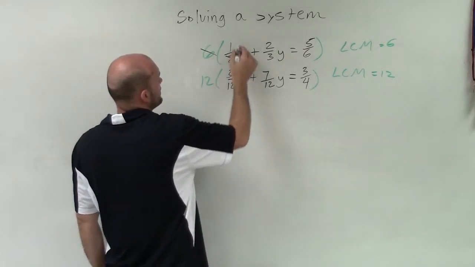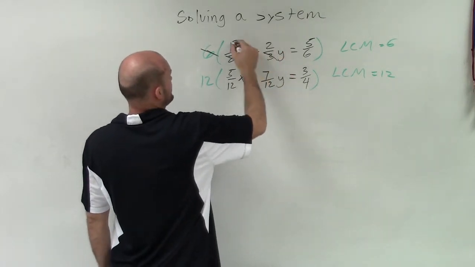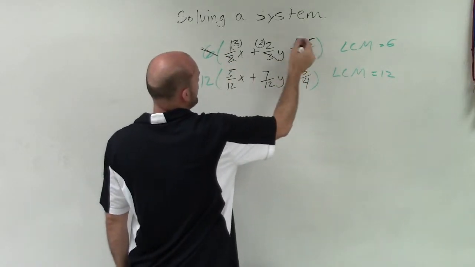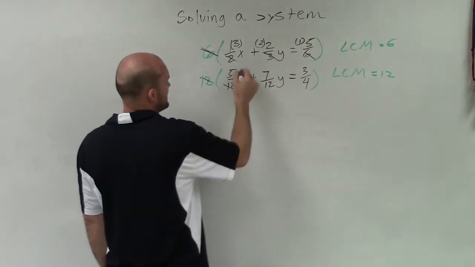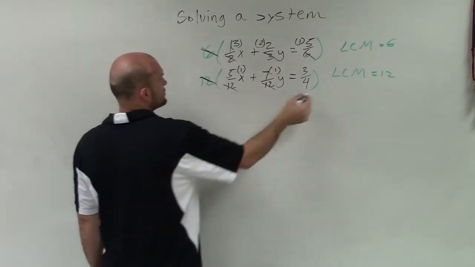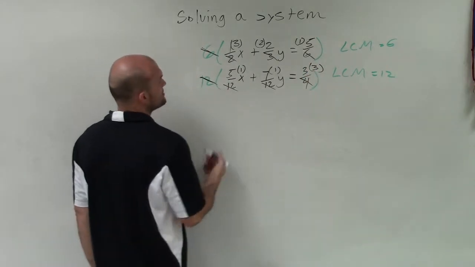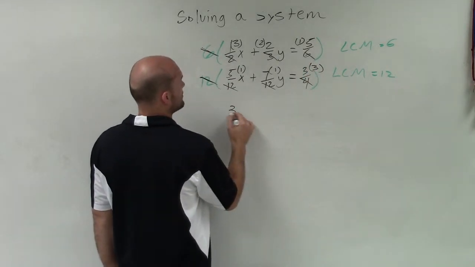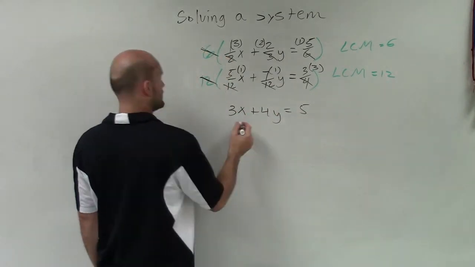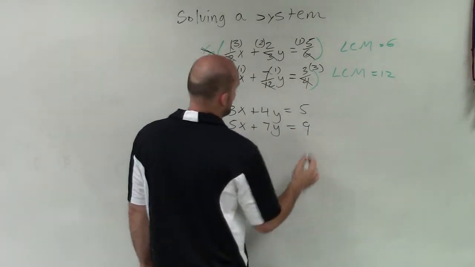So therefore, that goes to 3. That gets multiplied by 2. And this just eliminates to multiply by 1, which will be 5. Over here, the 12s cancel out to leave multiplying by 1. Here, the 12s cancel out, so I'm multiplying by 1. And here, the 12s cancel out, but I'm still going to have a divisor of 3. Therefore, my new equations are going to be 3x plus 4y equals 5 over 5x plus 7y equals 9.